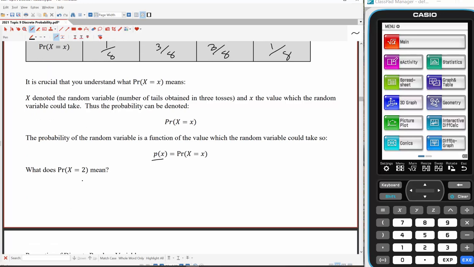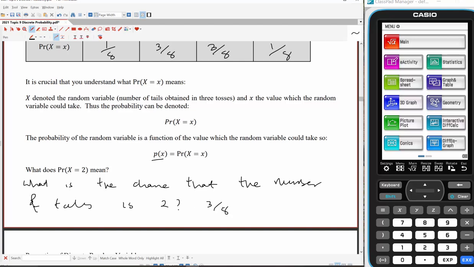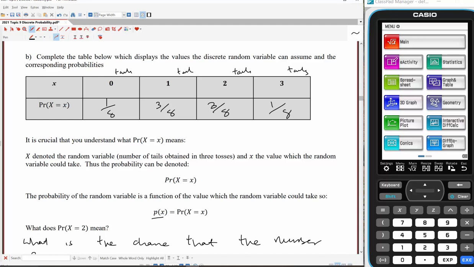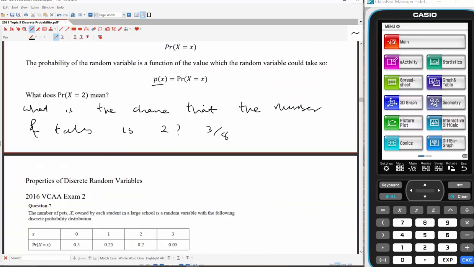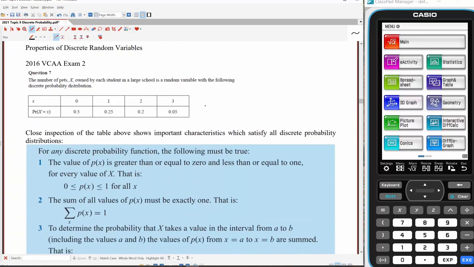So what does the probability that the random variable equals 2 mean? Well, that basically means what is the chance that the number of tails is 2? And the answer, 3/8. That's this one here. So what's the chance that the random variable takes the value 2? The answer is 3/8.